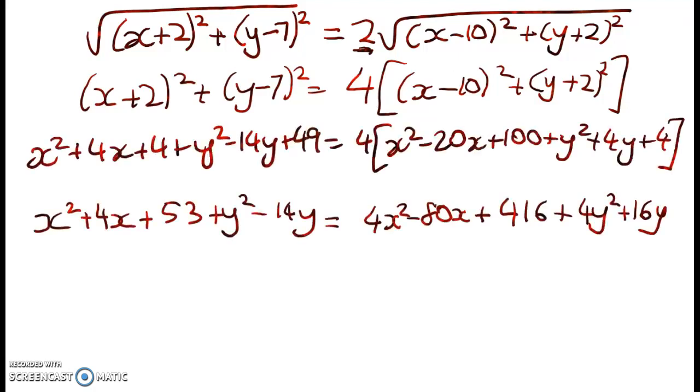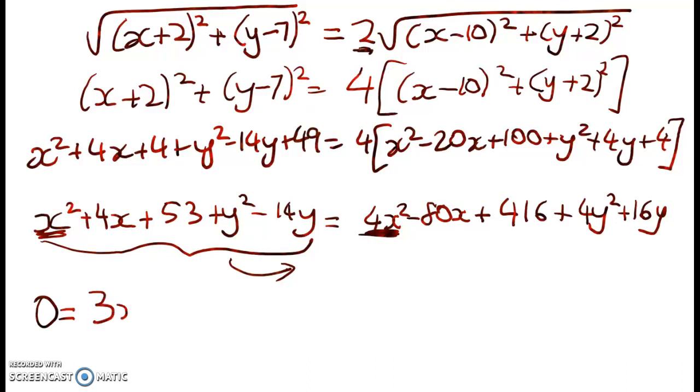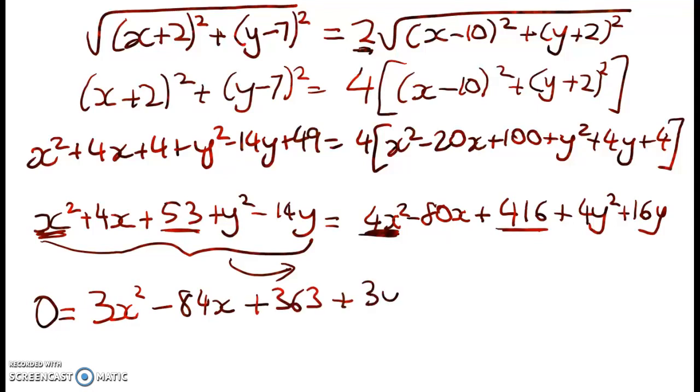Okay, so I've expanded out both sides, and I'm going to collect everything up onto, in this case, the right-hand side, because I've got 4x squared and an x squared here. So we're going to subtract all of this to that side, leaving me with 3x squared minus 84x. 416 take away 353 is plus 363 plus 3y squared plus 30y.